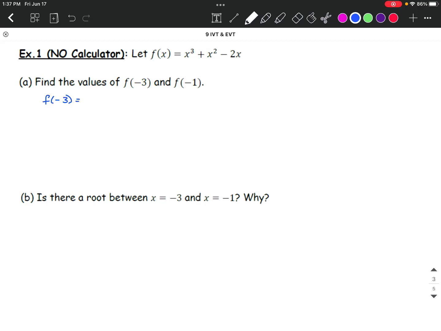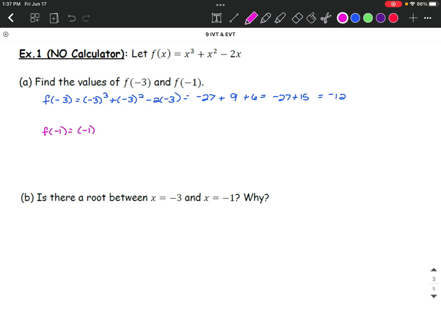So f of negative 3 would be negative 3 to the third plus negative 3 squared minus 2 times negative 3. So that's going to give us, let's see, negative 3 cubed is negative 27, negative 3 squared is 9, and negative 2 times negative 3 is 6. So that's going to be negative 27 plus 15. There's negative 12.